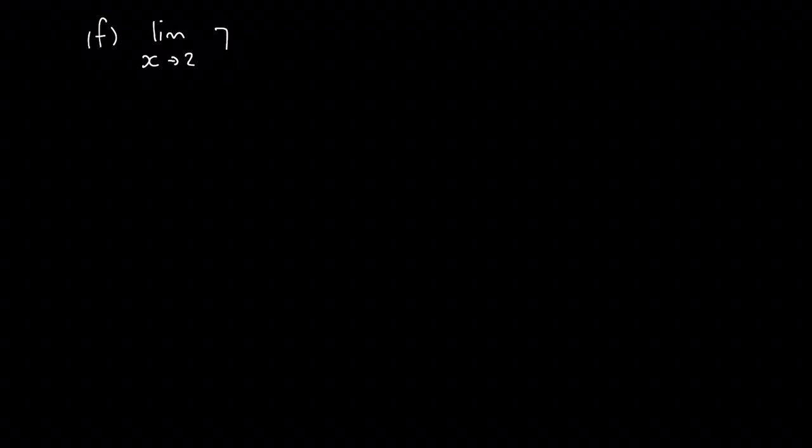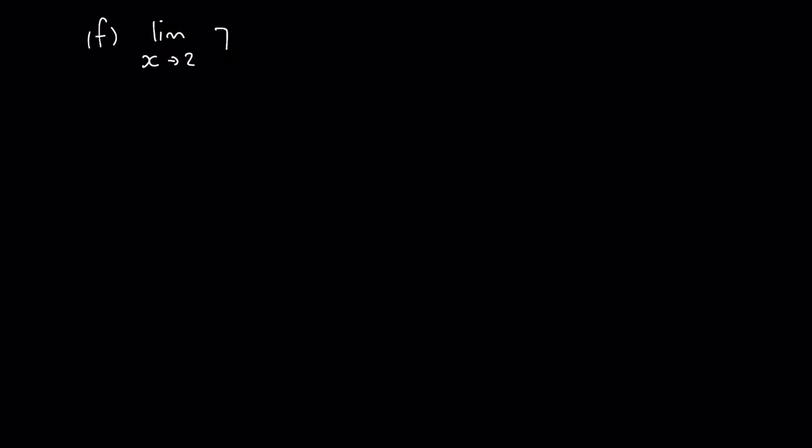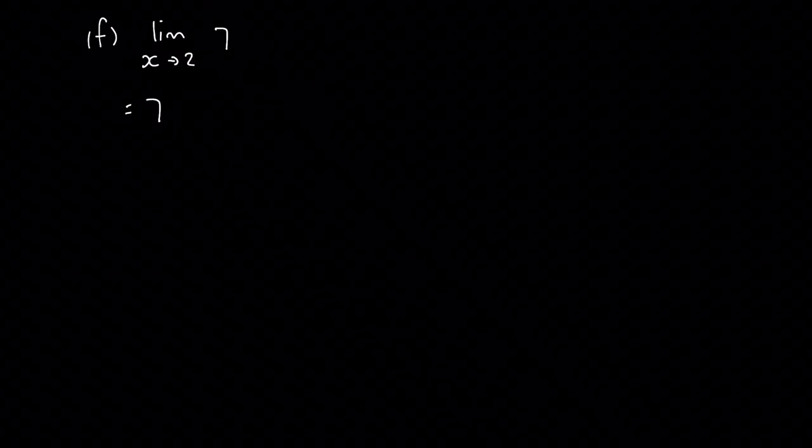Right, last example is example F, and this one is a different one, but an important one nevertheless. So the question is, the limit as x approaches 2 of 7. Now in this one you'll see there are no variables in the expression, so there's no x, so there's no way to substitute 2 in. So in this case, the answer is simply 7. All right, and that's because there's no way to substitute x equals 2 into the expression, so it'll stay the same.